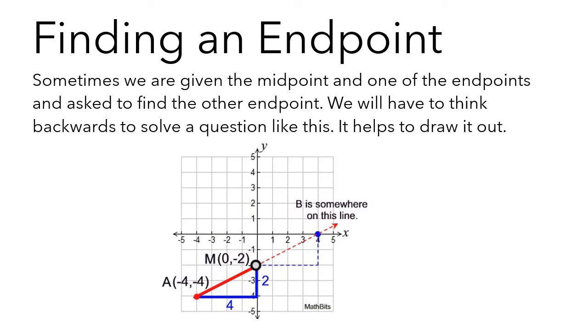So sometimes we're given the midpoint and we're actually asked to find the endpoint. You have to think backwards to solve a question like this, and it actually helps to draw it out. So when we get to it, keep in mind that the question will look something like this, where we're given the midpoint, we're given an endpoint, and we're asked to find the other endpoint. And I will talk more about how to solve a question like this. Keep in mind that drawing it out is helpful.